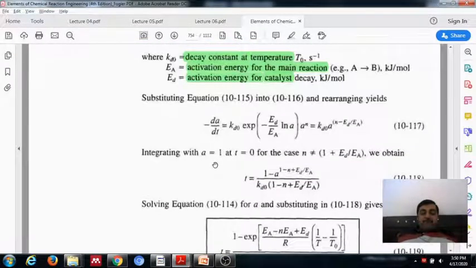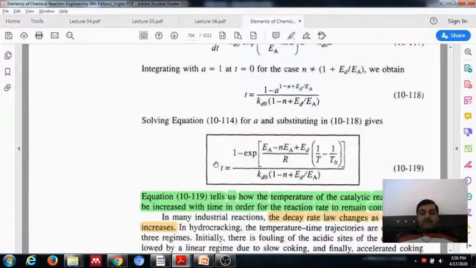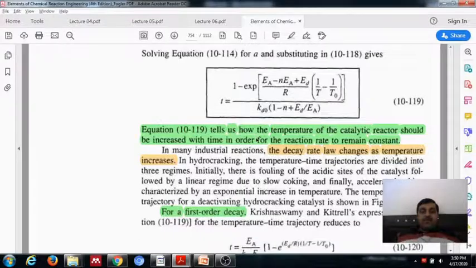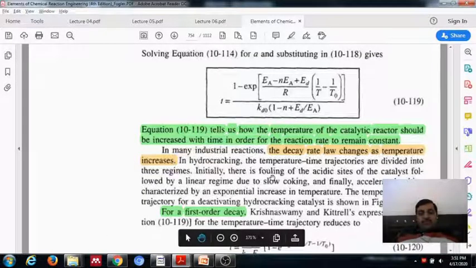I wish everybody to solve this at home calmly, composedly. You will be able to get the final form of equation. This equation is telling us how the temperature of a catalytic reactor should be changed or increased in order that the reaction rate remains constant. A very peculiar point we should be noting here is that the decay rate law changes as the temperature increases, and that is where we are making a balance to see that those are being tracked well.